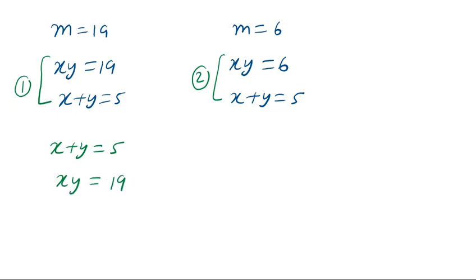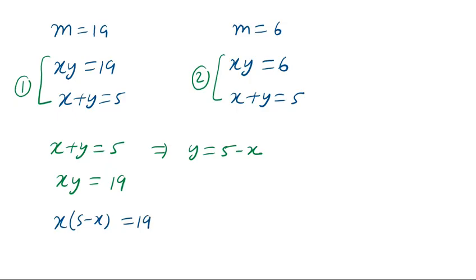Here we have two equations and two variables. So for finding the value of x, we will apply substitution. If x plus y is equal to 5, this implies y is equal to 5 minus x. Now in xy equals 19, we replace this y. The value of y is 5 minus x. So y is replaced by 5 minus x, and x times (5 minus x) is equal to 19.